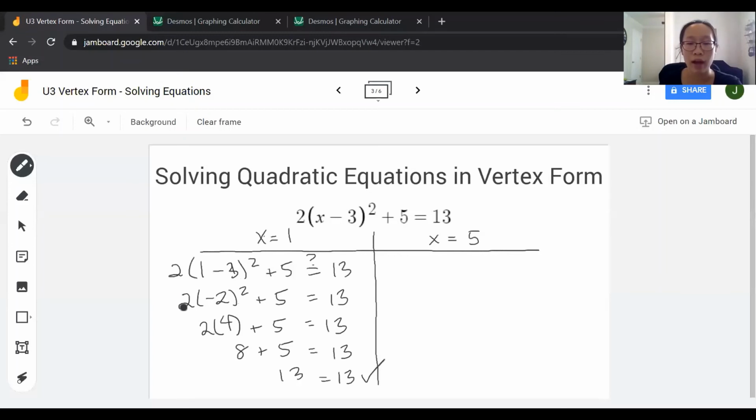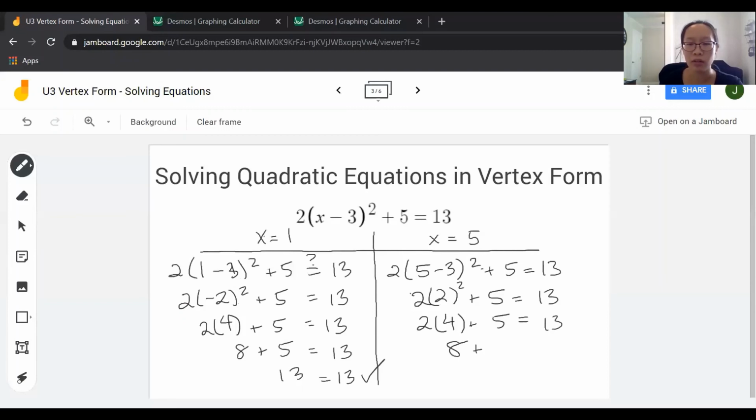The second value of x I'm going to check is 5. So here I'm going to sub in 5 for x and just recopy the rest of the equation. 5 minus 3 is 2. And then I'm just going to recopy everything else. 2 squared is 4. And then 2 times 4 is 8. And 8 plus 5 is 13. So 13 is equal to 13.